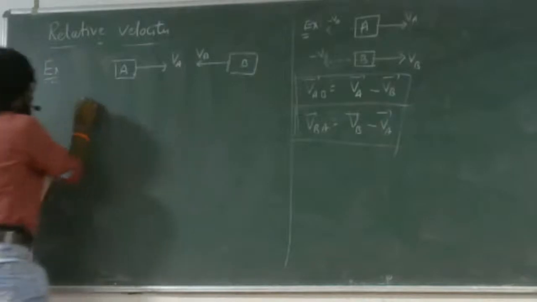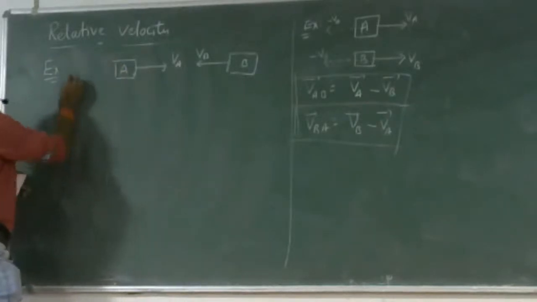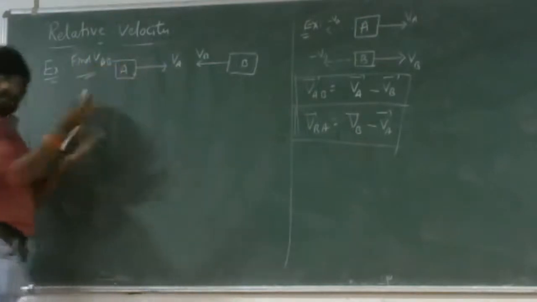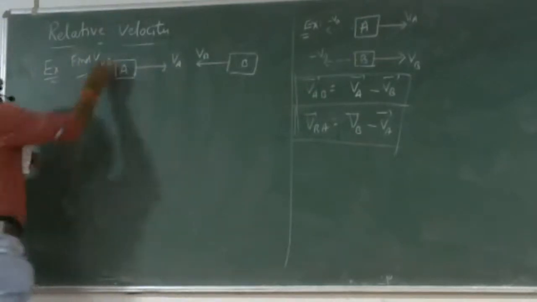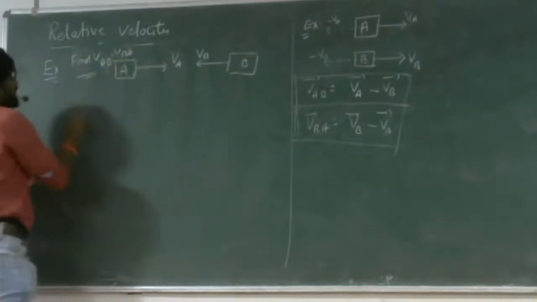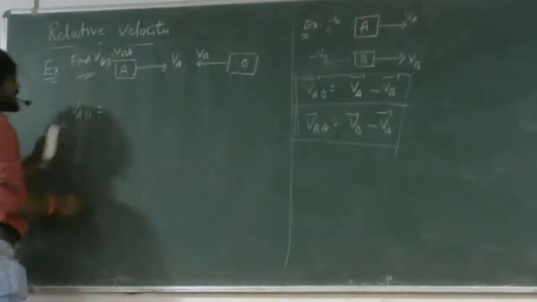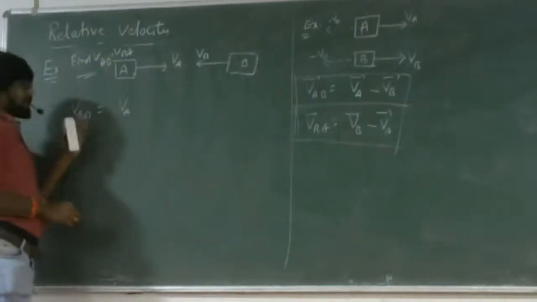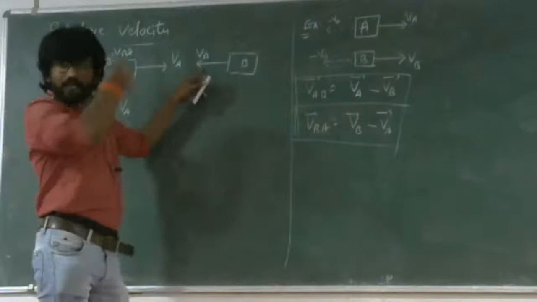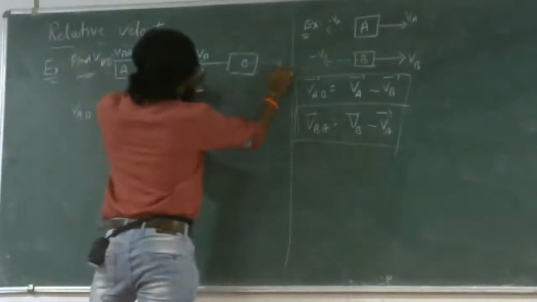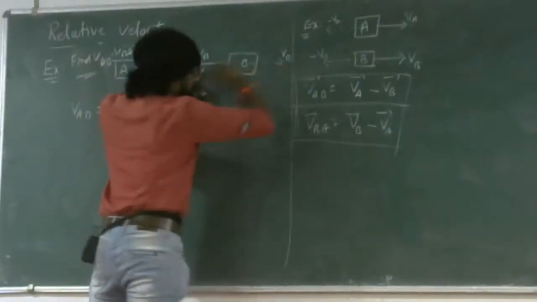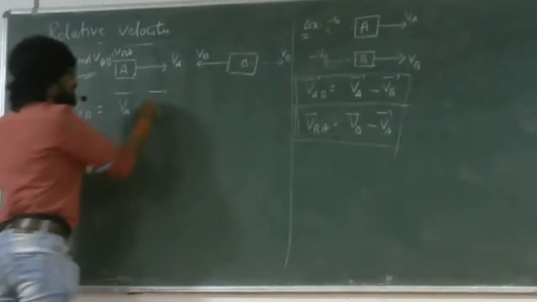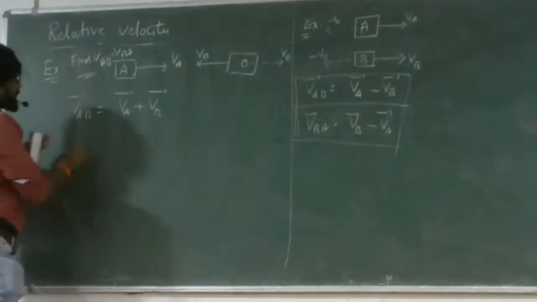In these cases, find VAB. Find VAB and VBA. You have to understand. First VAB. VAB is equal to what? A is the first body, so it is moving in positive x direction. So velocity of first, plus reverse velocity of B. VB is already in negative x direction. Reverse of this will be in positive x direction. So plus VB. So in vector form, we can take this. Is it clear everyone?